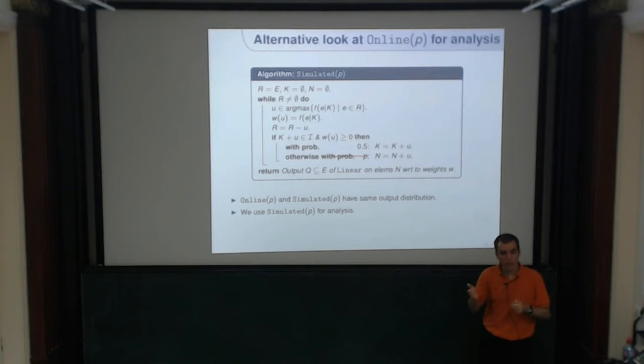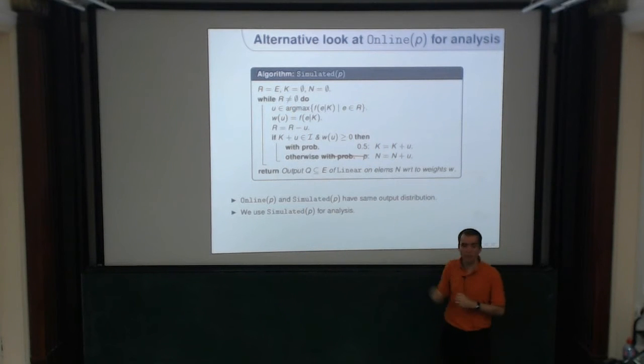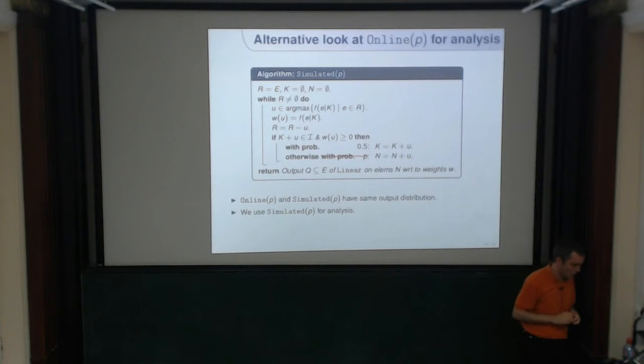So there's a lot of stuff that gets discarded, and so you build up two sets K and N, and N is the set of elements that gets looked at by the linear algorithm. And at the very end I call the linear algorithm with respect to the set N. It's essentially the same algorithm.